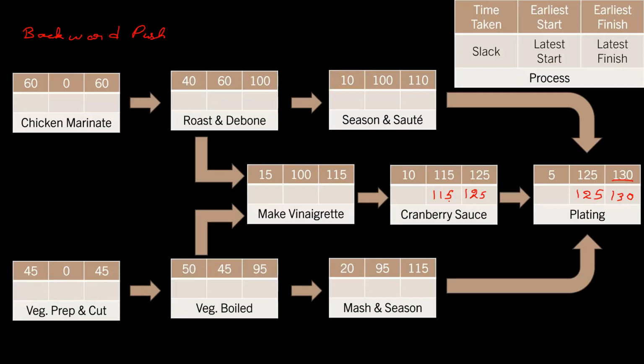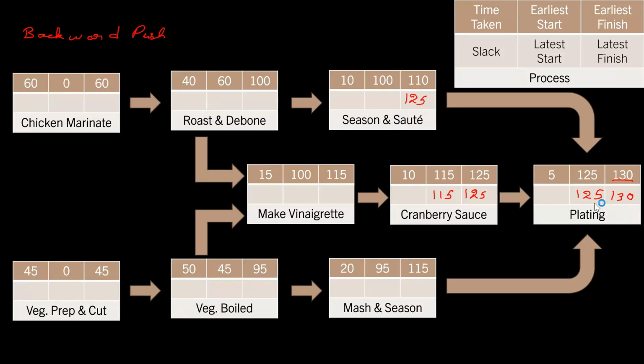For the dish to be completed on time, seasoning and sauteing should finish by, absolutely right, Rajni, Acha, Rishika, everyone who's telling me 125 is absolutely right. Not 115, guys, 125. Why? Because even if the seasoning and sauteing finishes at the 125th minute, even then the plating can start on time and we can deliver the dish on the 130th minute.